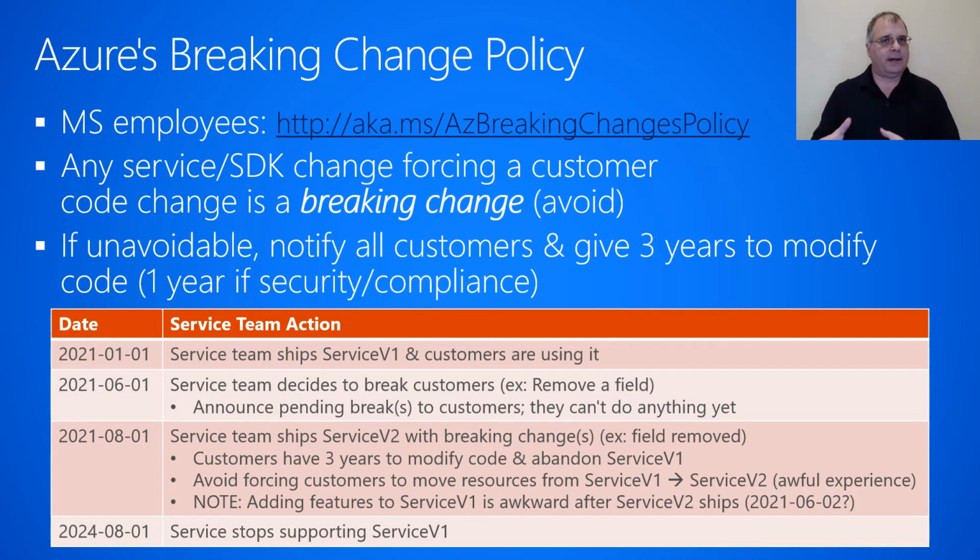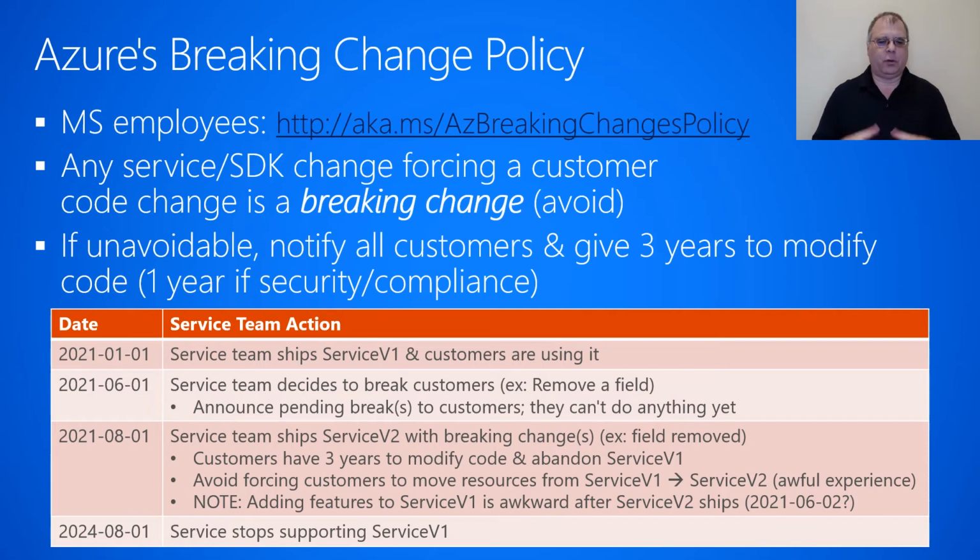So we notify customers, and then we give them 3 years to modify their code. If it's a security or compliance issue, then we can limit it to 1 year instead of 3 years because we don't want security holes to last for a very long time. The table below walks through a timeline and what the service team actions would be.